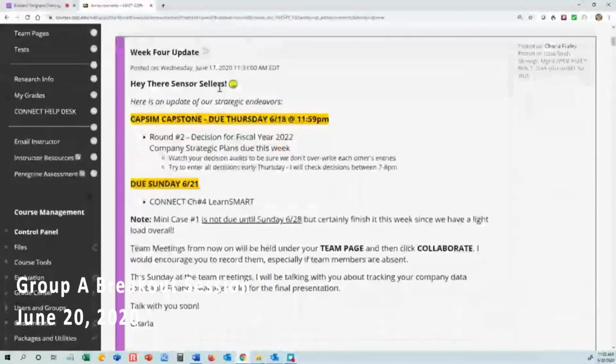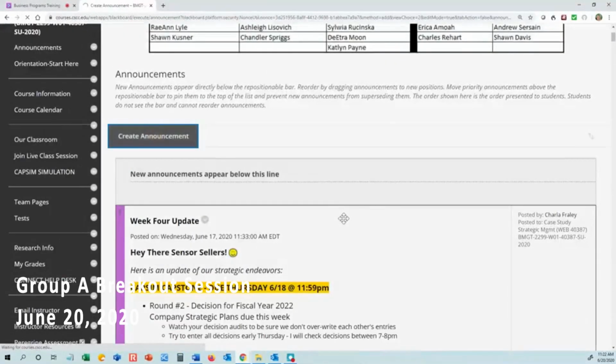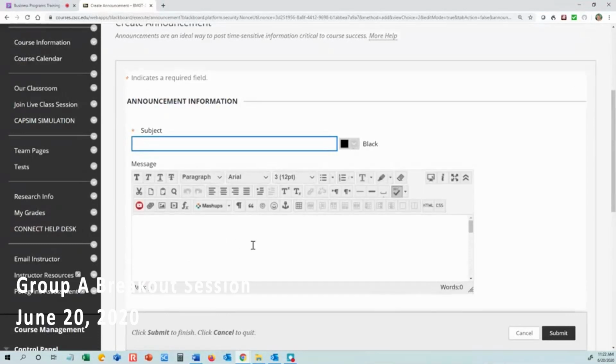And so really all you have to do is when you're going to create a new announcement, if you go up here to create, you'll see under the mashup Kaltura Media.